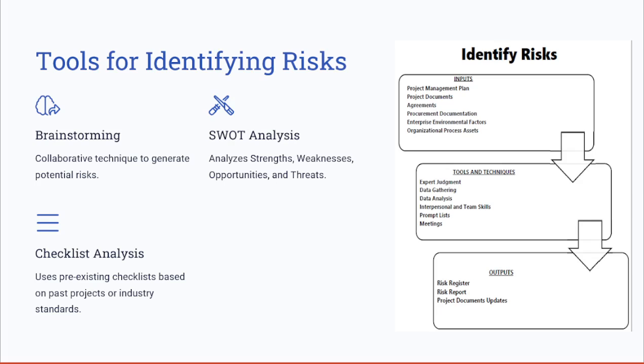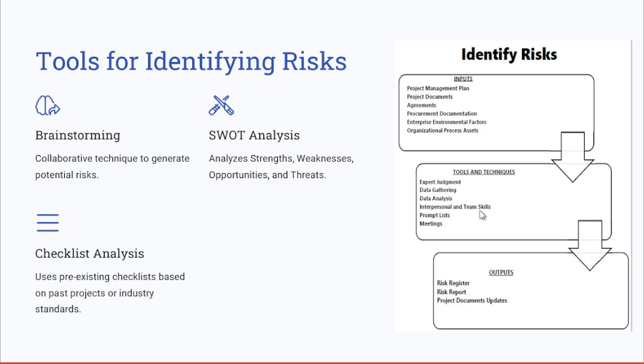And let's now discuss the tools and techniques, or the ITTOs, involved when identifying the risks. So the key inputs here include the project management plan, the project documents, agreements, and procurement documentation. Procurement documentation might come with risks when you are dealing, for example, with vendors or doing any contract work, and that might have associated risks. The other inputs include the EEFs and the OPAs.